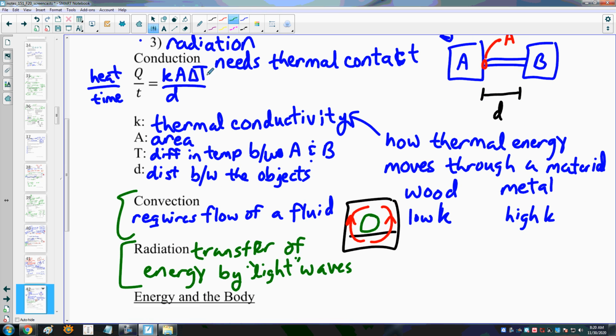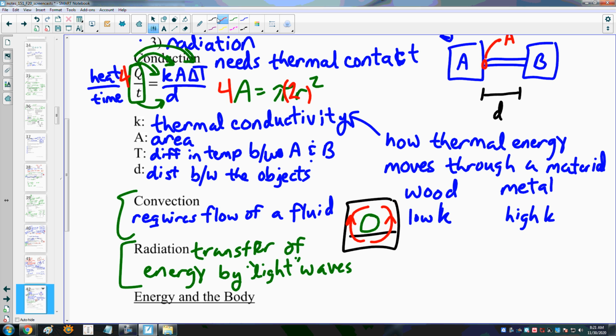For the conduction, make sure that you know how the rate of conduction is dependent upon these different variables. Recognize also that the cross-sectional area is pi r squared if we're talking about a cylindrical material. So if I increase the radius of this, it's going to increase the area by a factor of 4, which would increase our rate of conduction also by a factor of 4. Make sure you understand convection requires the flow of a fluid, like in a convection oven, and then radiation is just the transfer of energy by light waves.